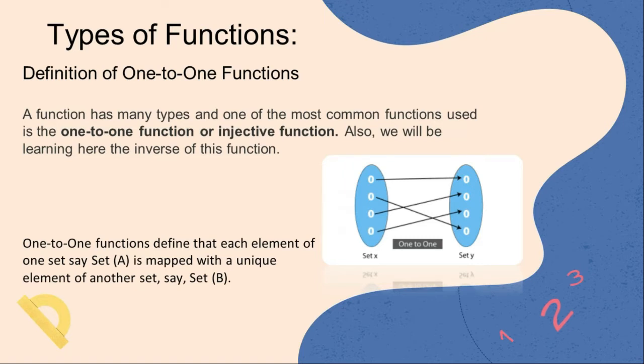Definition of one-to-one function. A function has many types, and one of the most common functions used is the one-to-one function or injective function. Also, we will be learning here the inverse of this function. One-to-one function defines that each element of one set, say set A, is mapped with a unique element of another set, say set B.